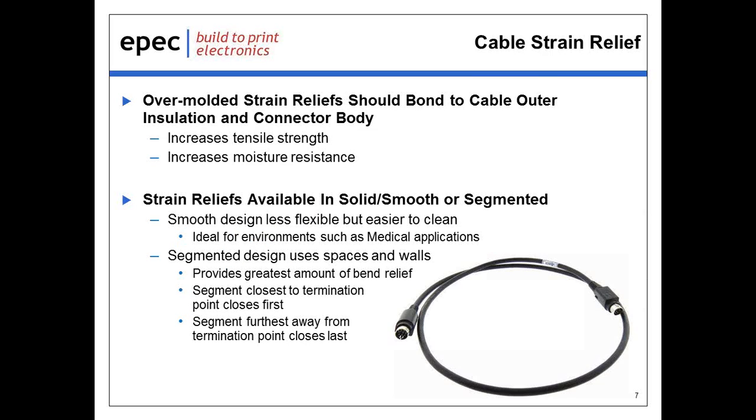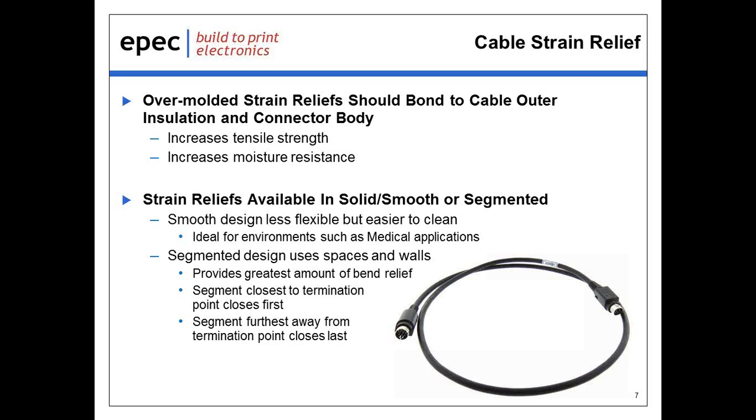Because the overmolded strain relief is bonded to the cable jacket and the connector, the assembly really does become moisture resistant at that point, and the assembly tensile strength is increased greatly. An overmolded strain relief can also be color matched to the color of the cable jacket if assembly cosmetics are a concern.